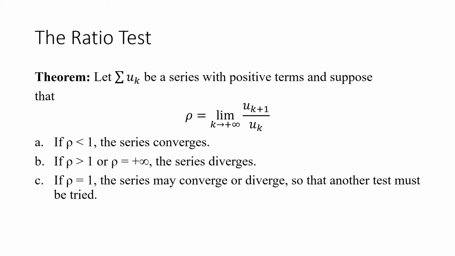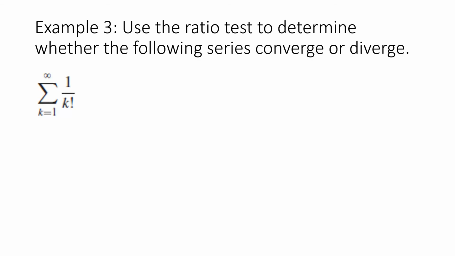So in this case, we now have these conditions. If rho is less than 1, it converges. If it is greater than 1 or equal to positive infinity, then it diverges. If it is exactly equal to 1, it is either convergent or divergent, so we are going to use another test to verify. Okay, let's have an example. Use the ratio test to determine whether the following series converge or diverge.